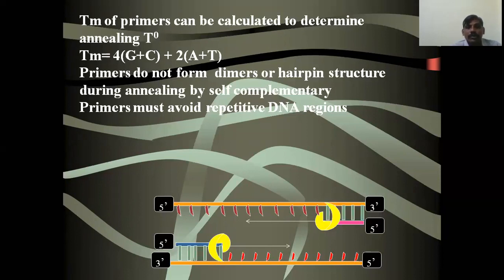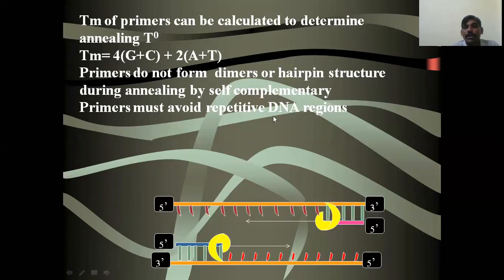These primers must not form dimers or hairpin structures during annealing by self-complementarity. Sometimes a primer, due to self-complementarity, forms a hairpin structure, or sometimes two primers attach and form a dimer. Such reactions should never occur with the primers.